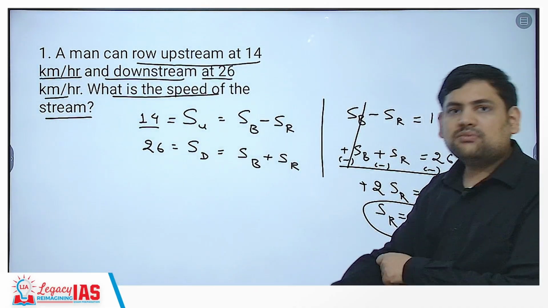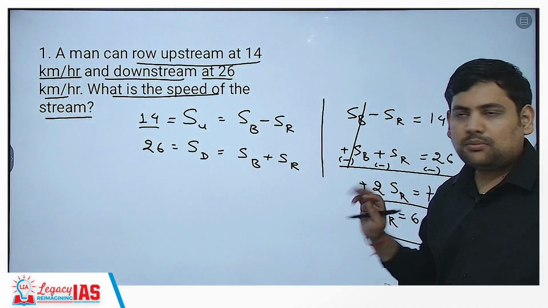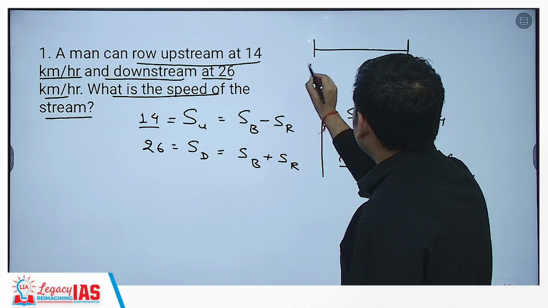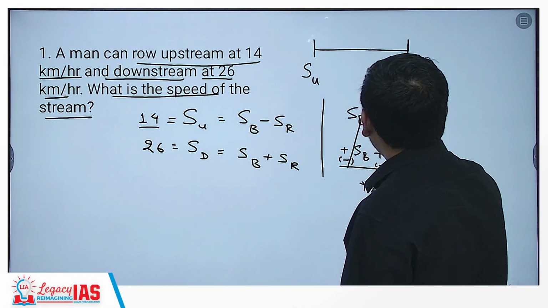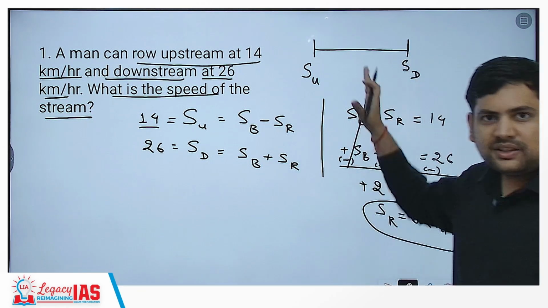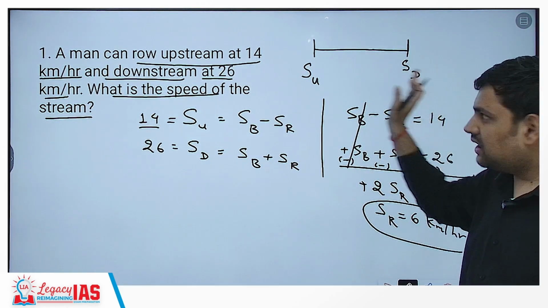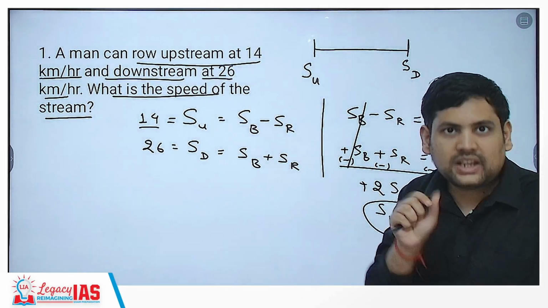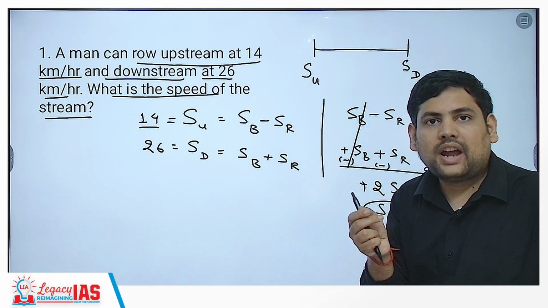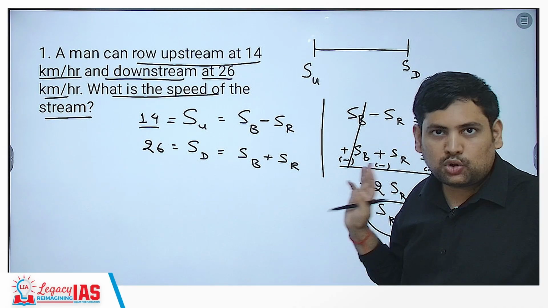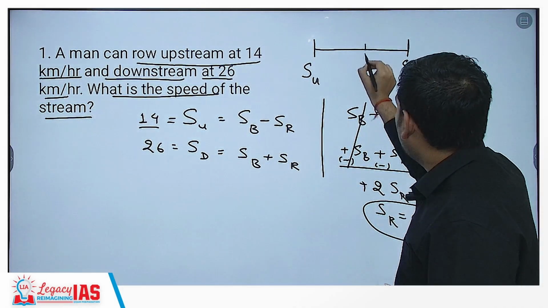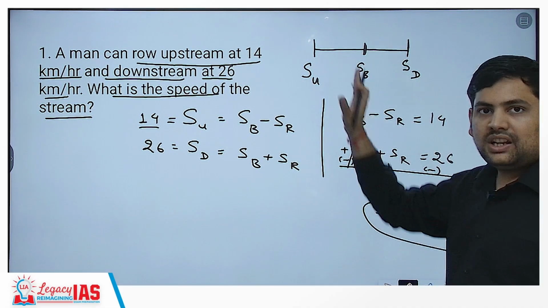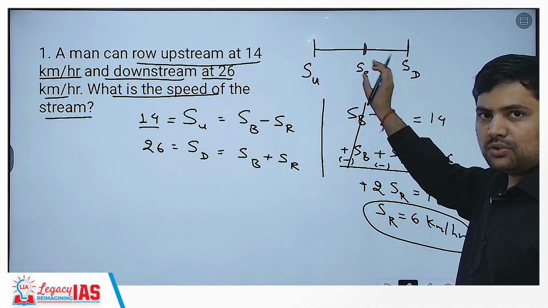Now a much more intuitive way to think about it is this. This is speed of boat upstream. This is speed of boat downstream. Speed of boat downstream will be much bigger than the speed of boat upstream. Now, what we had seen in that formula, speed while going upstream plus speed while going downstream, if you add them, divided by 2, you get speed of boat. So, speed of boat will be exactly in the middle.